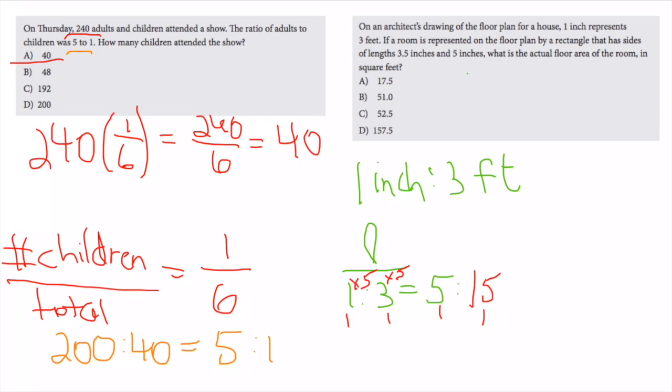Okay, so there's my length of the room, and now my width of the room. Okay, I'm going to use that same ratio. Now I'm going to multiply them all by 3.5, because it's 3.5 inches. Okay, and 3 times 3.5 would leave me with 10.5.